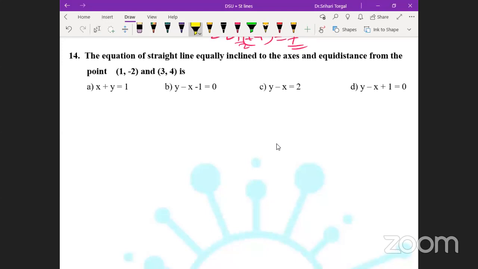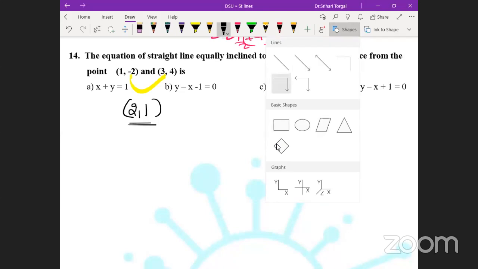So I think you can find out the midpoint of these two, right? What is midpoint of these two? 1 plus 3, 4 by 2 is 2 and minus 2 plus 4, 2 by 2 is 1, so 2, 1. And check it out, the point which satisfies 2, 1, that is the answer. The equation of a straight line equally inclined to the axis and equidistant from the points, it will be like this.